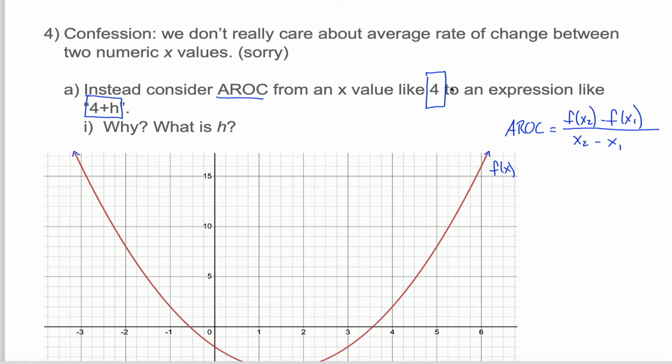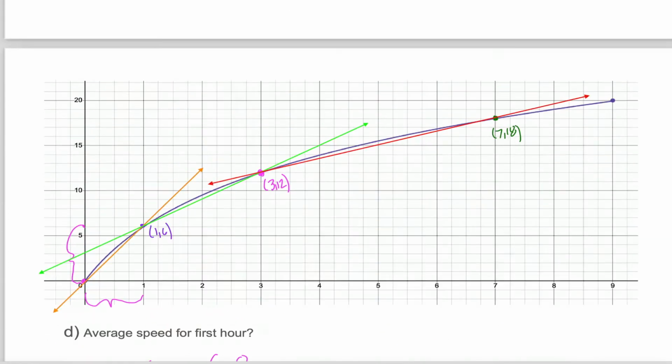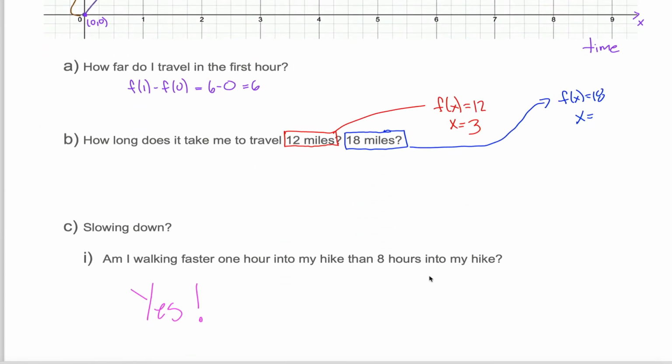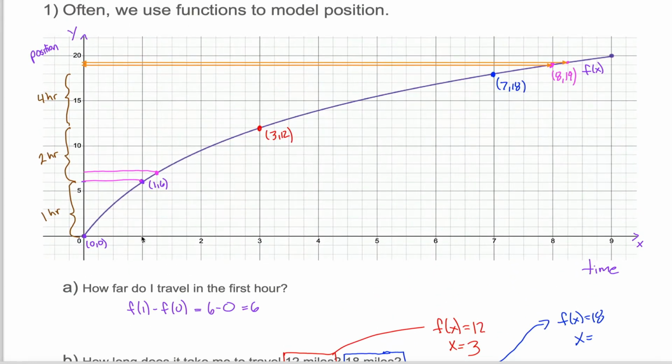So why? What in the world does the average rate of change from 4 to 4 plus h, for example, represent? Well, if you go back to the very first example in this section, when we modeled position as a function of time, I talked about how in calculus, a really important question is understanding instantaneous speed. My speed at a given instant. How fast am I walking 1 hour into my hike, for example? And it turns out that's really challenging to figure out. We made some general conclusions about how 1 hour into my hike, I'm hiking faster than I am 8 hours into my hike. But it was hard to really wrap our heads around what instantaneous speed represents.